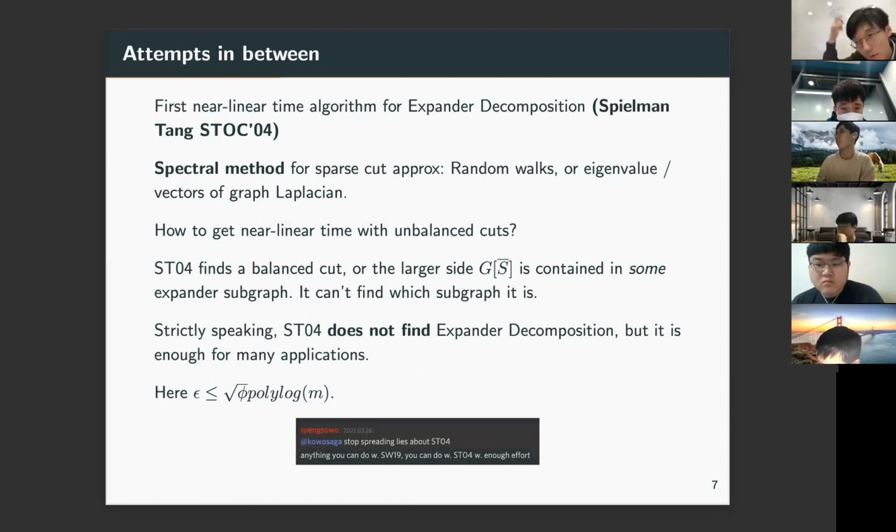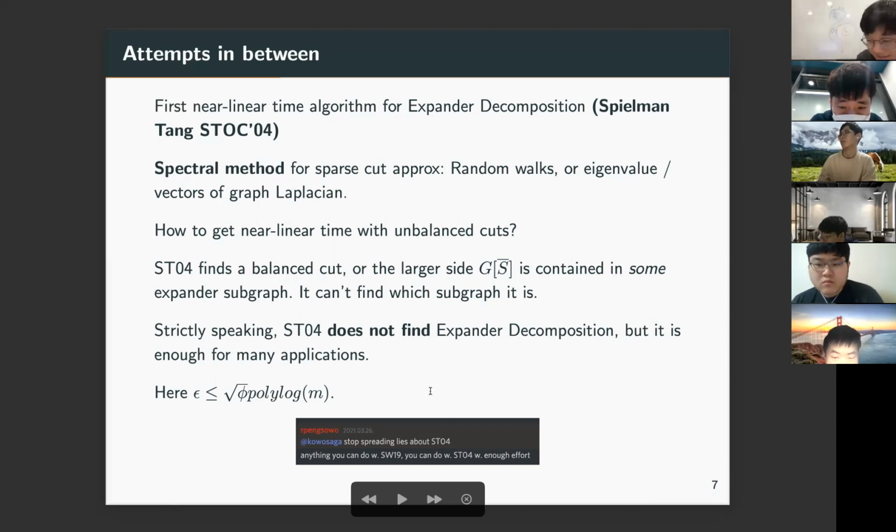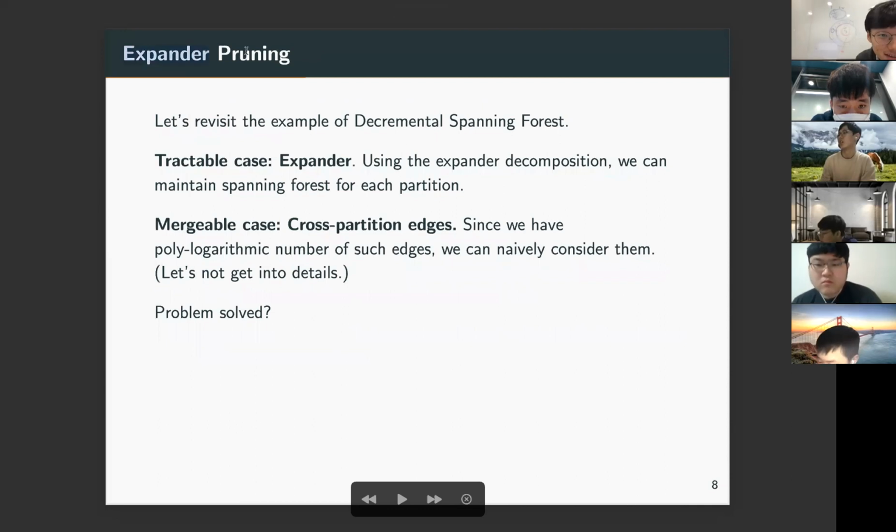So I actually asked Richard Peng about testing this lecture, and he didn't like that I was kind of dissing this algorithm. So he wanted me to appraise this and give it what it deserves. So anyway, that is the history, and we'll go to expander pruning here.